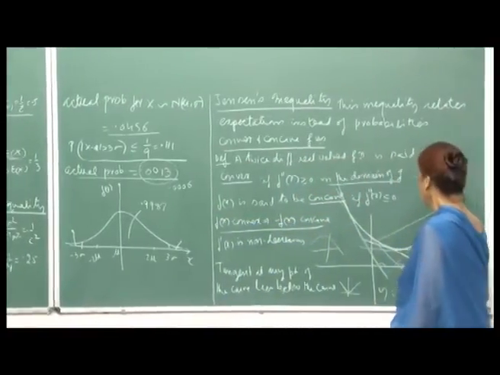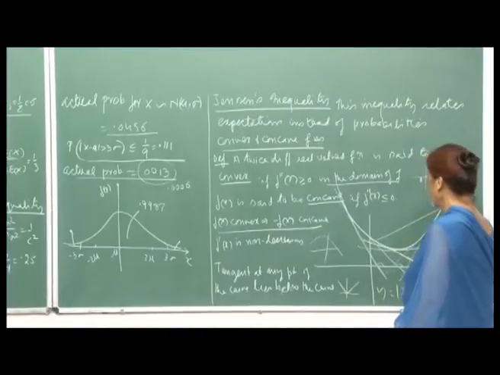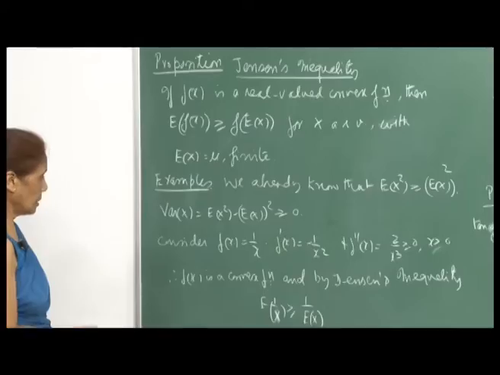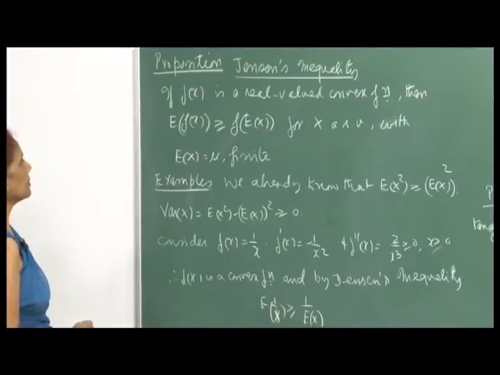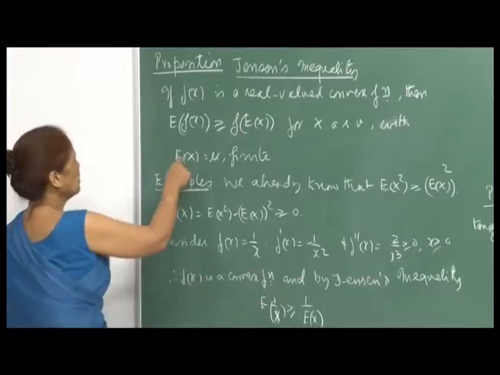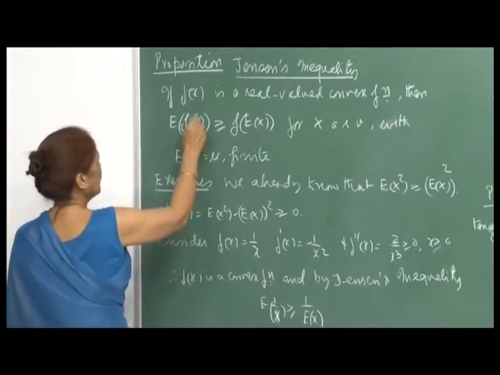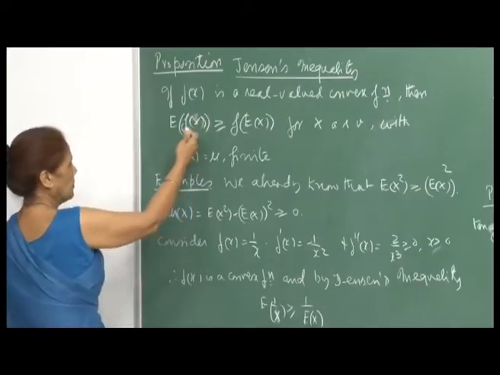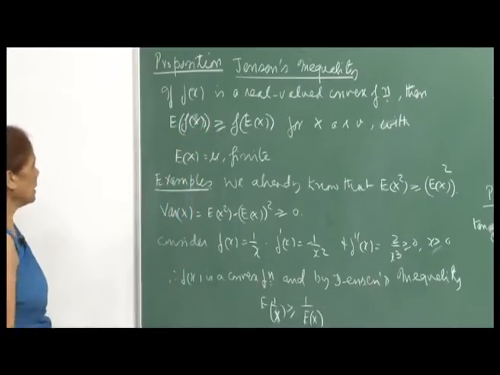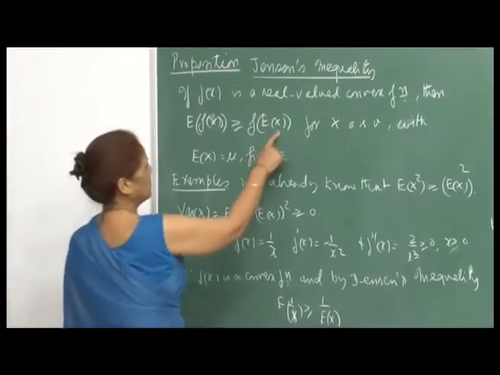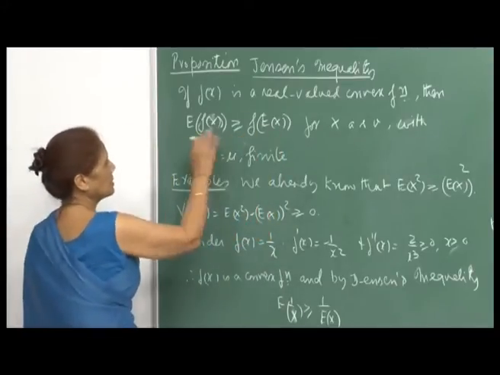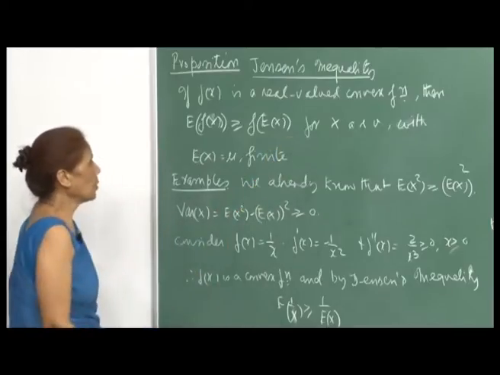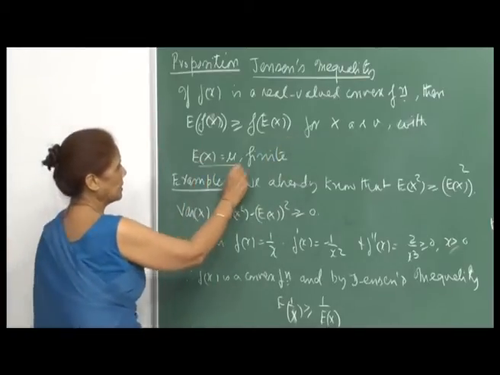Now I will state Jensen's inequality for convex and concave functions. Jensen's inequality says that if f x is a real valued convex function, then the expectation of f of X, this should be capital X, because the function f is a function of the random variable X, is greater than or equal to f of E of X. So you exchange f and E, and the inequality is of this kind. Here X is a random variable with E X equal to mu finite.